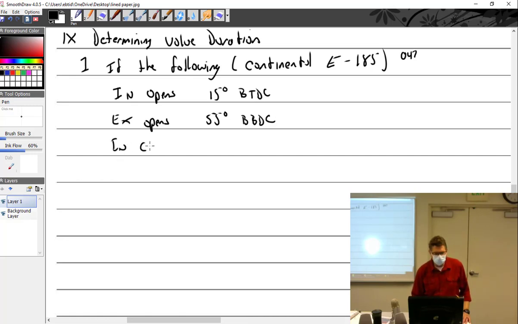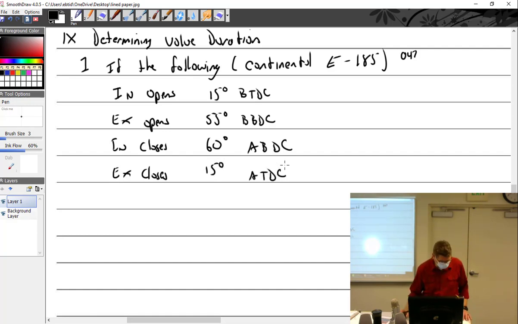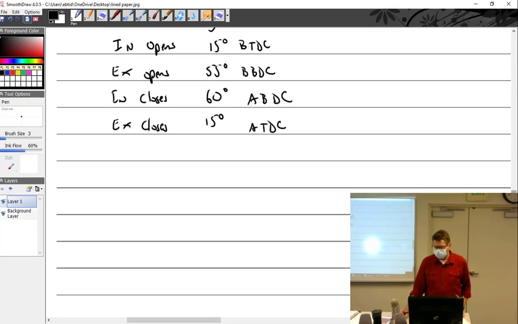Intake closes 60 degrees after bottom dead center, and exhaust closes 15 degrees after top dead center. So again, anytime you're given any problem like this, chart it out just like I just did.